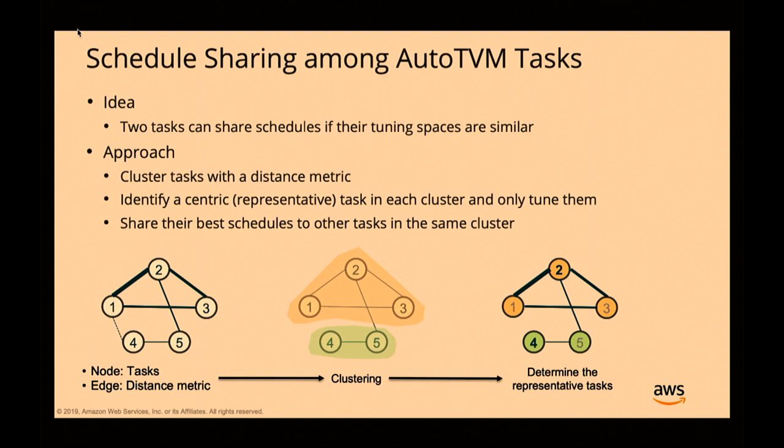So here is the initial proposal for achieving this. The idea is we identify two tasks that can share schedules with each other if their tuning spaces are very similar. First, we cluster the tasks with a distance metric. This metric can be varied. For example, I have experimented with k-means or the similarity rate between two tuning spaces. Whatever metric you use, after clustering the tasks, you can identify the centric, or representative, tasks in each cluster, and only tune those few tasks. After that, we apply the best schedule found by those representative tasks to all other tasks in the same cluster. This is a very simple idea, and there are some initial results.